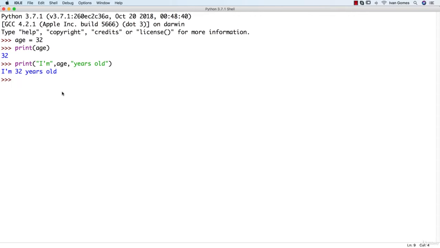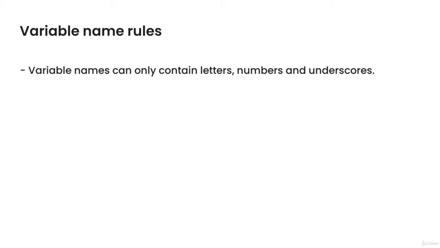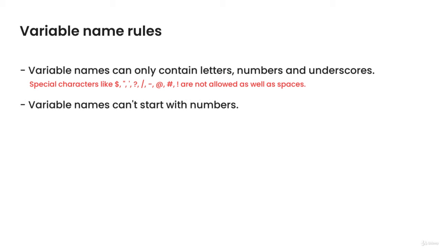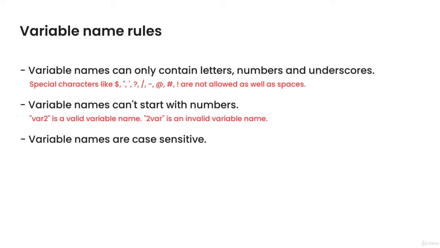Before we go ahead and use variables in our program, let's learn some rules we must follow when naming variables. So the first rule is, variable names can contain letters, numbers, and underscores. So we cannot use special characters like $ signs, quotation marks, slashes, dashes, or anything like that. Spaces are also not allowed. Variable names can't start with numbers. Although numbers are accepted, a variable name can't start with a number, so we can only start variables with letters and underscores.